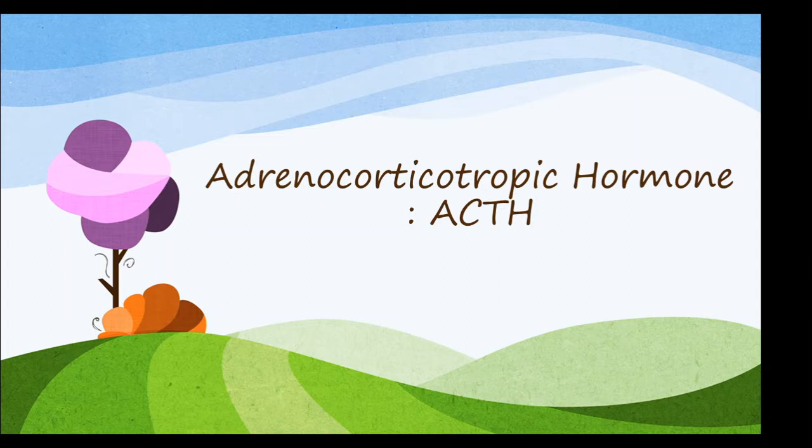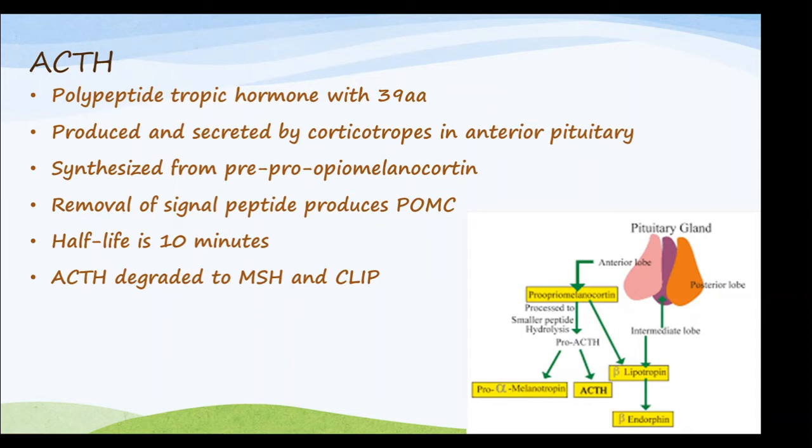We were talking about pituitary hormones, and we've already discussed a few hormones released or synthesized from the pituitary gland. Today we'll be talking about adrenocorticotropic hormone, in short called ACTH. ACTH is a polypeptide tropic hormone. A tropic hormone is also known as a releasing hormone. Tropic hormones activate or induce another organ system to release a particular hormone, right?